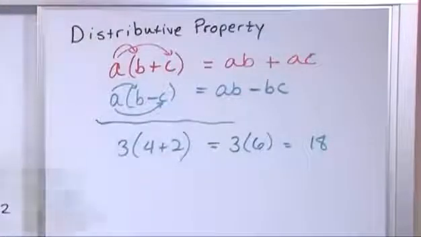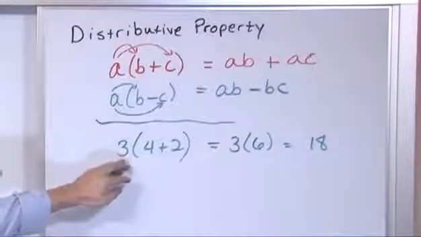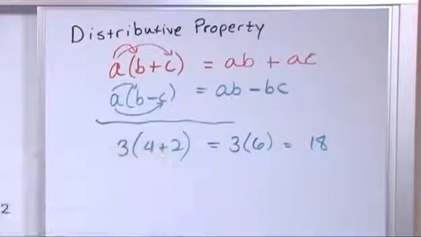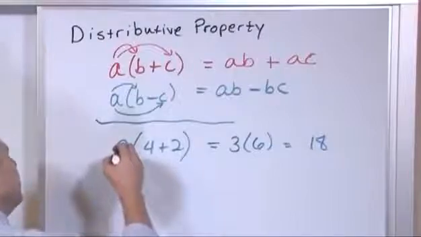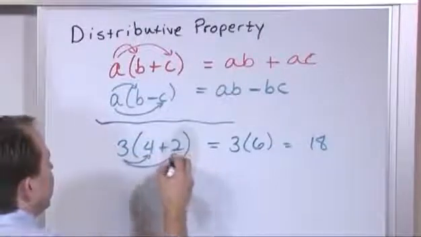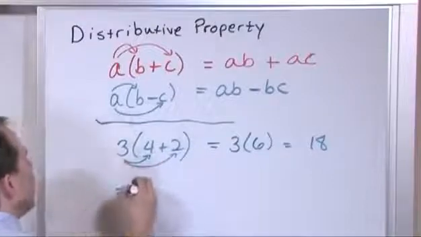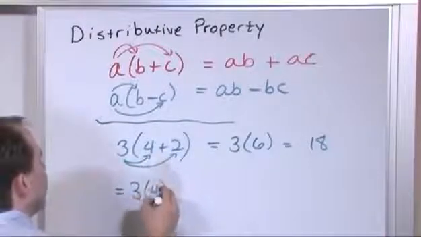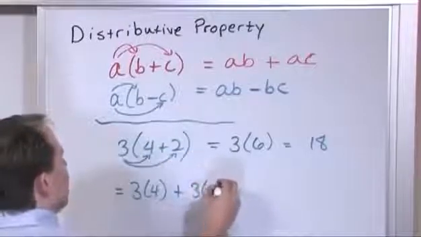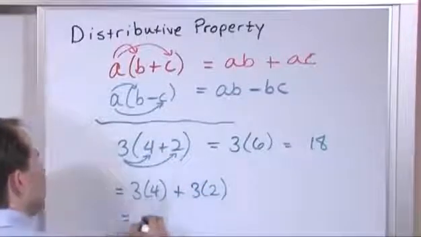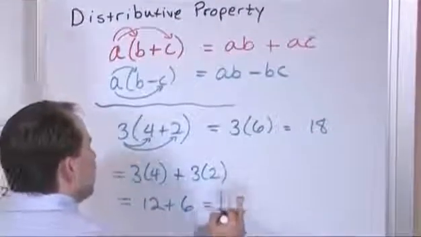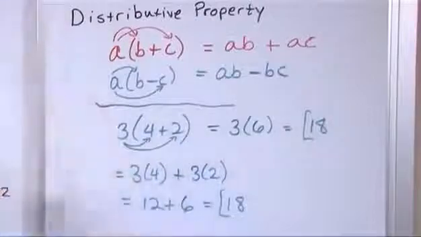But what I'm telling you is anytime you have something sitting outside of a parentheses multiplied by something inside, when you have terms that are added together, you can multiply 3 times 4 and then multiply 3 times 2 and add them together. So what you would get then is 3 times 4 from this multiplication plus 3 times 2. And so when you do this, 3 times 4 is 12 plus 3 times 2 is 6, and you're going to get 18.